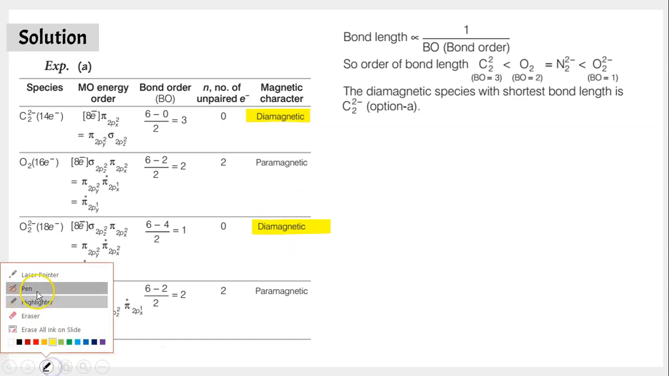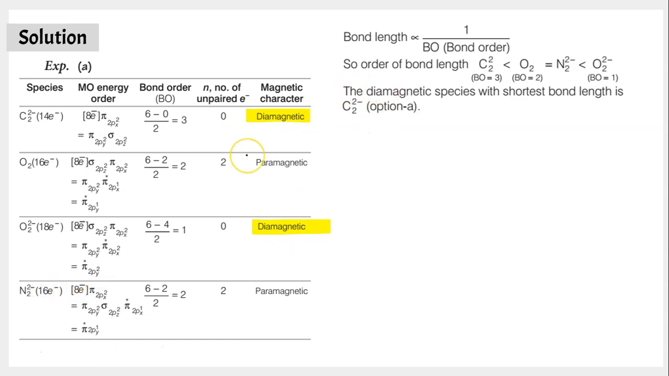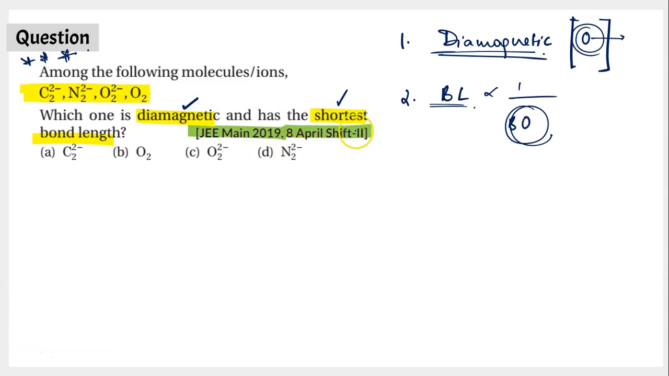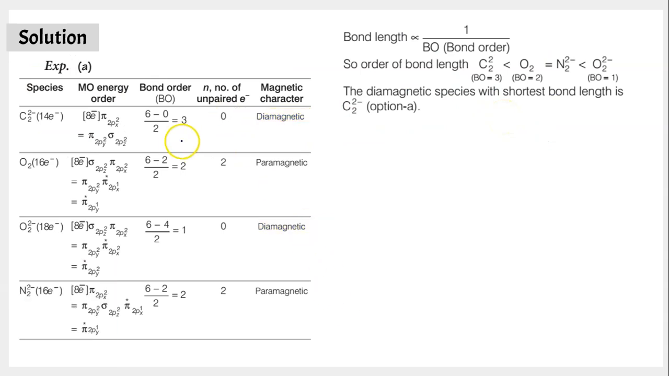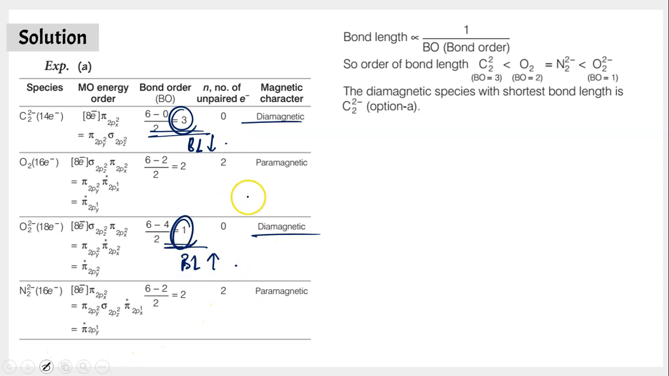But we need to observe the diamagnetic molecules which contain the shorter bond length, isn't it? With shortest bond length. Bond length and bond order are inversely proportional to each other. We are observing the bond order of those 2 diamagnetic molecules. The first one has bond order 3 and the second one has bond order 1. So if the first one has the highest bond order, its bond length must be lower. And if the second one has low bond order, its bond length might be higher, right? So the shortest bond length and diamagnetic molecule is what is given in option A.